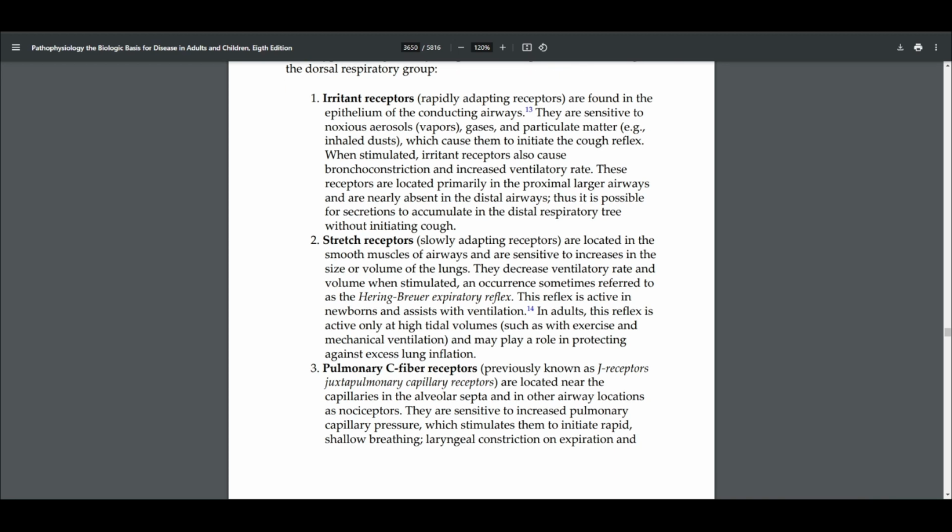Your irritant receptors are found in the epithelium of the conducting airway. They're sensitive to noxious aerosols like vapors, gases, and particulate matter, such as dust, which causes them to initiate the coughing reflex. When stimulated, the irritant receptors also cause bronchoconstriction and increased ventilatory rate. These receptors are located primarily in the proximal or larger airways and are nearly absent in the distal airways. Thus, it is possible for secretions to accumulate in the distal respiratory tree without initiating a cough.